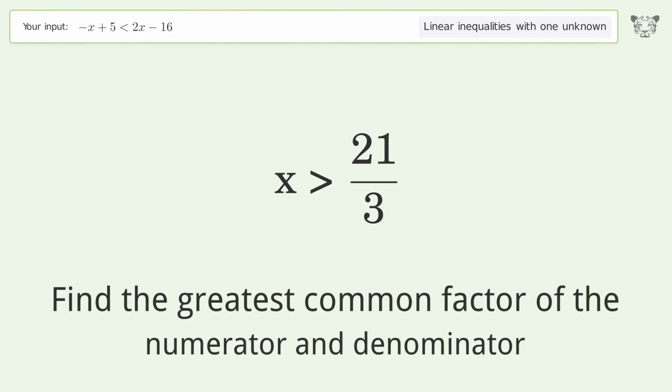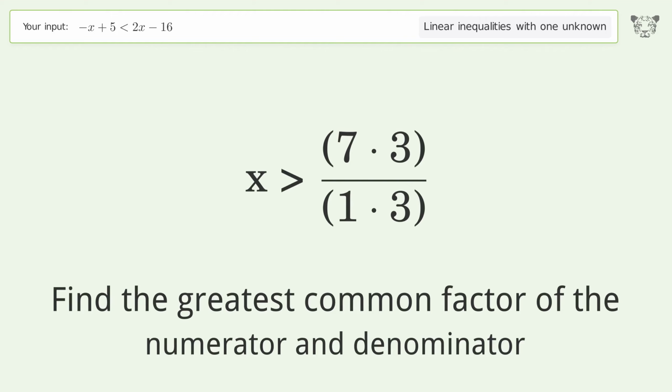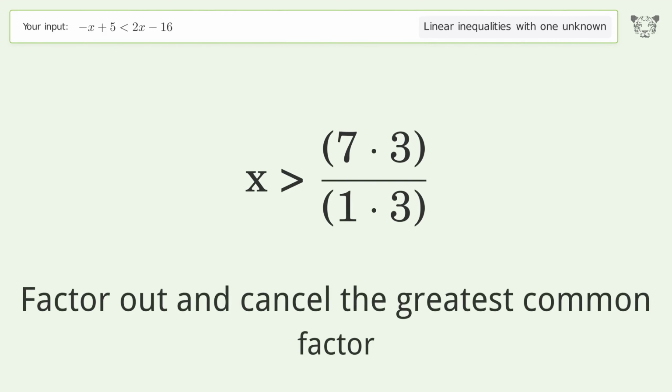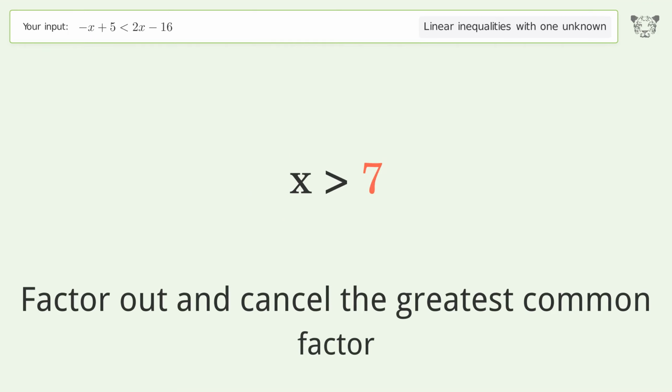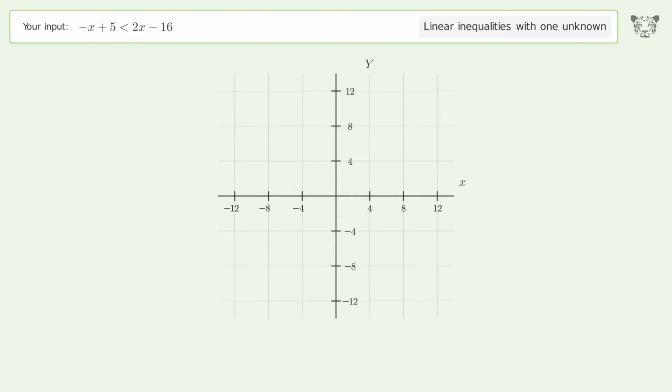Find the greatest common factor of the numerator and denominator. Factor out and cancel the greatest common factor. Plot the solution on a coordinate grid. And so the final result is x greater than 7.